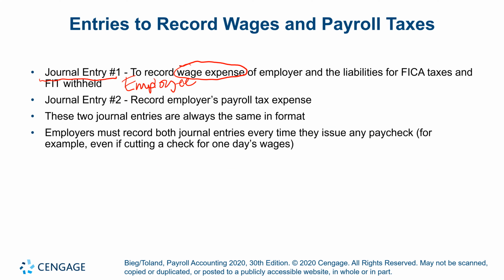Journal entry number two is from the employer side. So we're debiting payroll tax expense, crediting any of the deductions or taxes that have to be paid. These two journal entries are always in the same format. The employer must record both journal entries every time they issue any paycheck. For example, even if cutting a check for 1 day's wages, there's always two sides of the transaction, right?